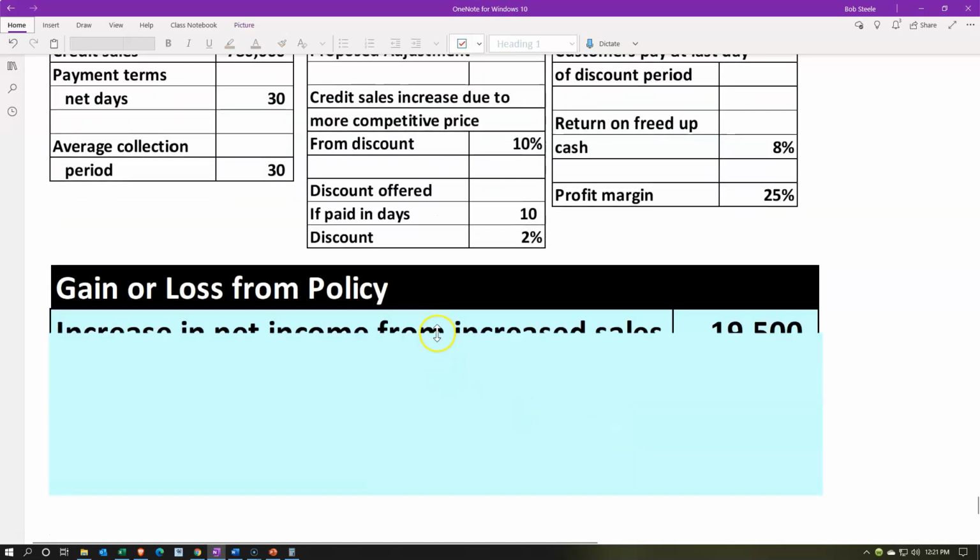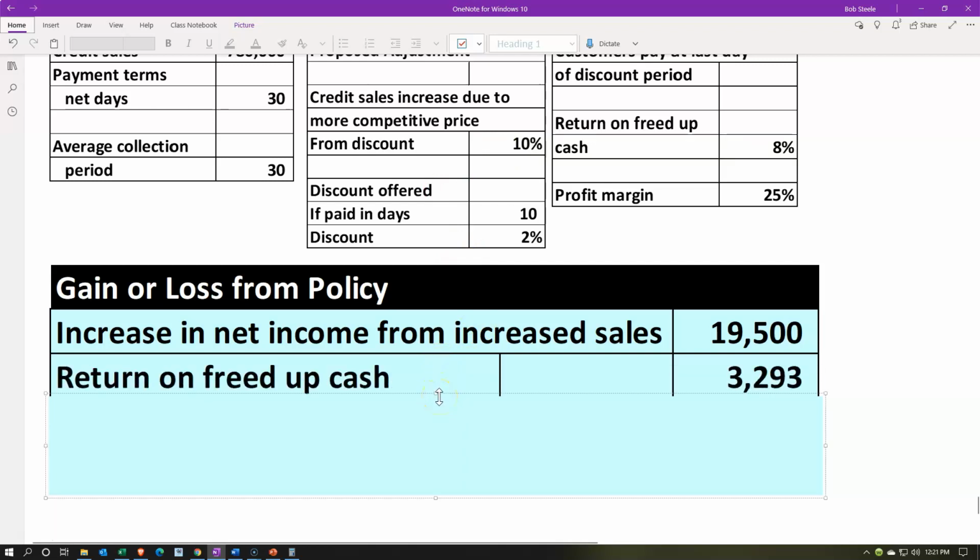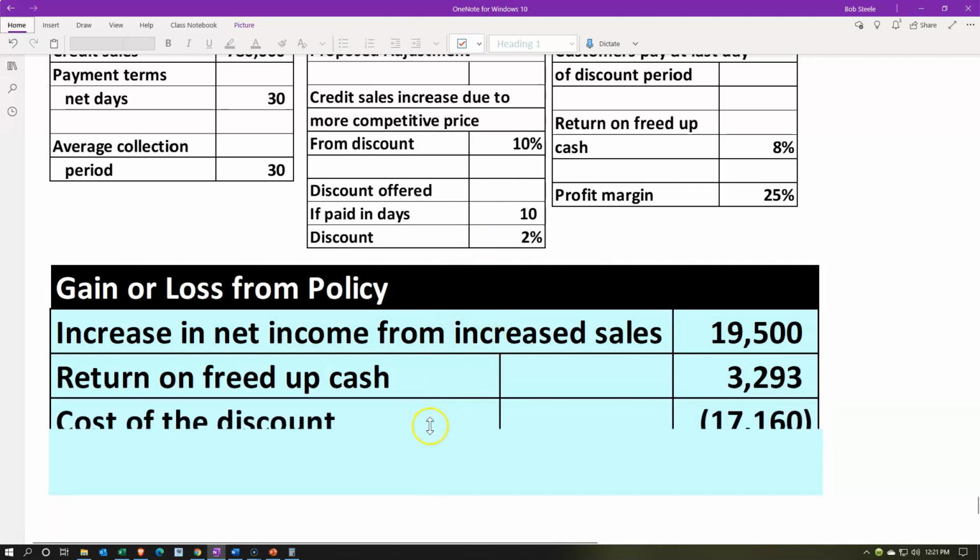So then if we add this up, okay, is this beneficial? Well, let's look at the gain or loss from it. We said the increase in net income is going to be the 19,500, the bottom line increase from the fact that there's a 10% increase in the sales due to the fact that we gave a discount, lowering in essence the price of the goods. We have the return on the freed up cash, meaning we freed up cash because we're going to get it 10 days sooner, increasing our cash management strategy, and then we're going to get an 8% return or pay down debt that we owe 8% on. And then there's the cost of the discount, which we now said was 17,160, this cost up top.